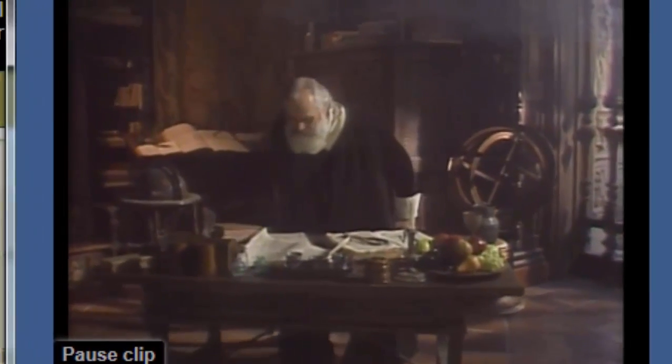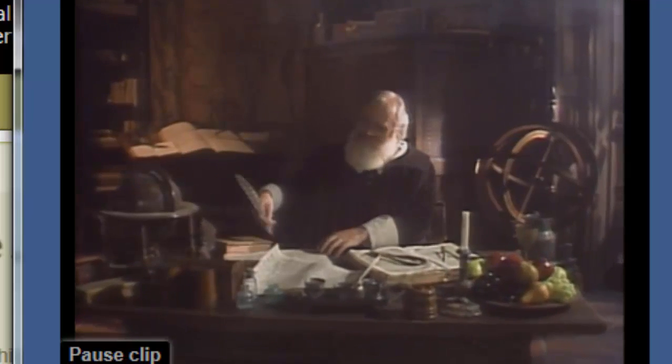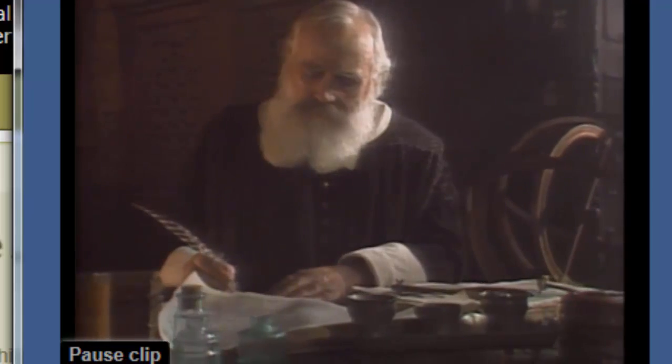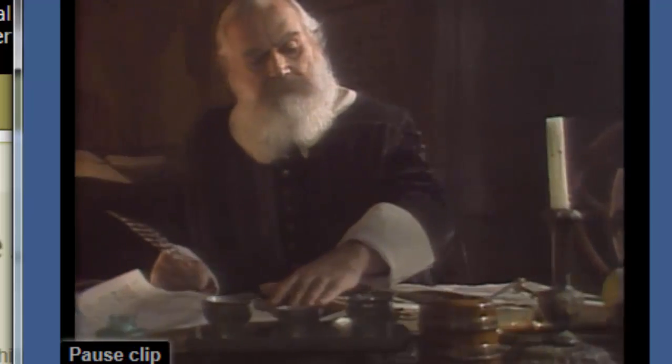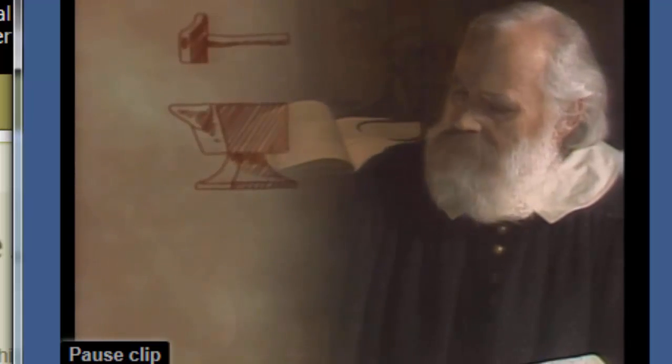The first one to predict that all objects fall at the same rate was Galileo. Although he could not produce an actual vacuum, he theorized that if objects are in free fall, they will fall at the same rate no matter what their mass is.